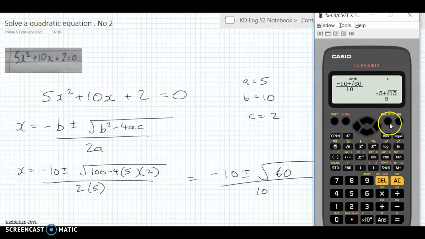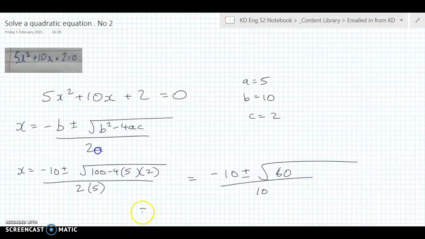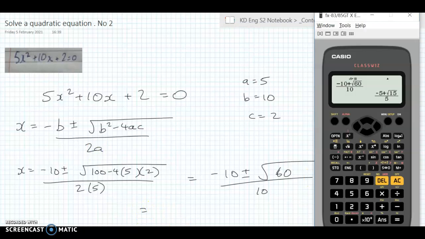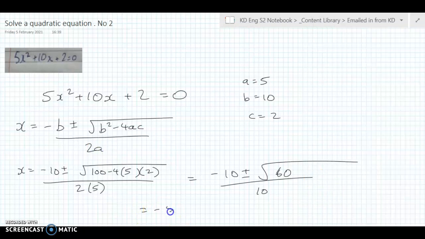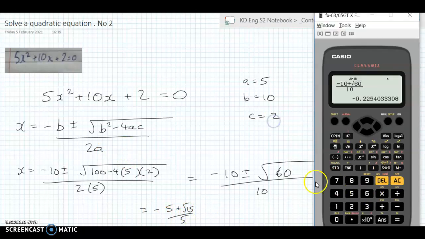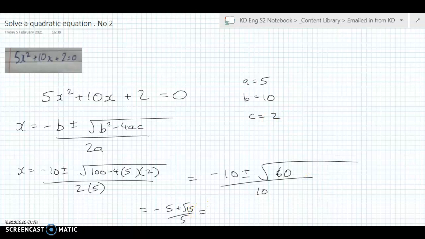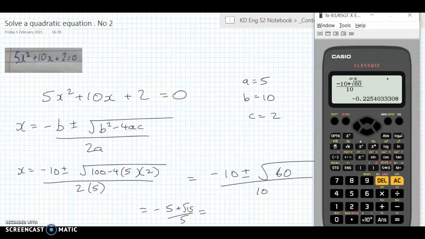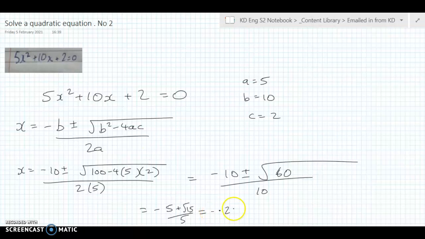Now we can put that into decimal form or not. So we can put that answer down here. Minus 5 plus root 15 over 5. And we can get the decimal form of that if we want. And it's equal to minus 0.225, accurate to 3 decimal places.